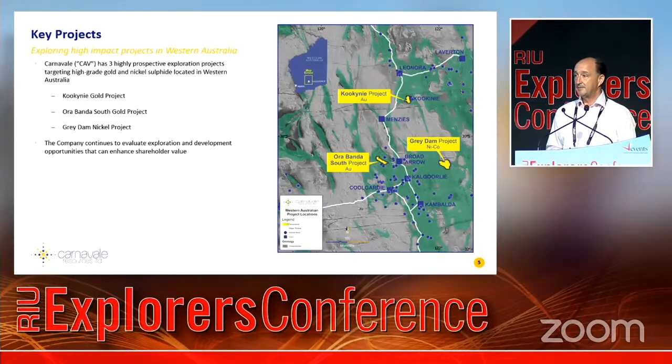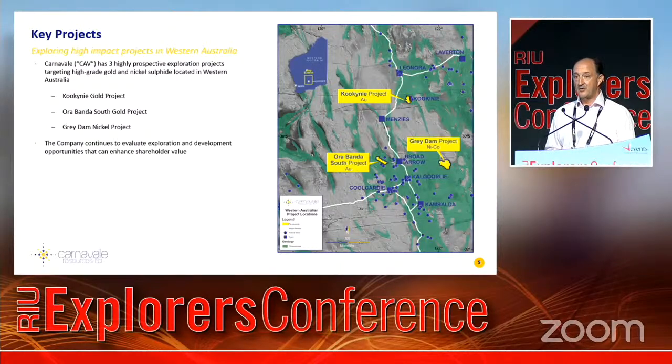We've got 3 projects in WA. It's a good place to be at the moment with COVID, and we're in some pretty famous jurisdictions. We've got gold at Kukani, we've got gold at Ora Banda, and we've got a nickel project at Grey Dam, very close to Ardea's project at Emu Lake on similar geology.